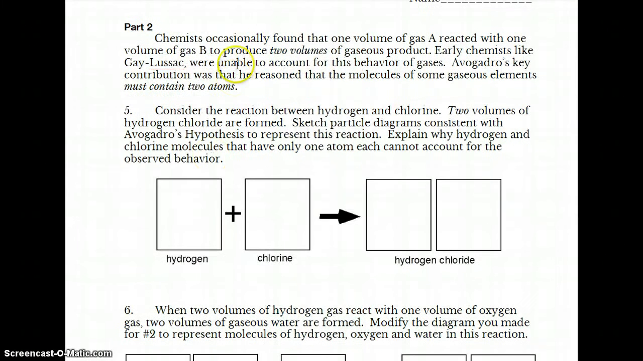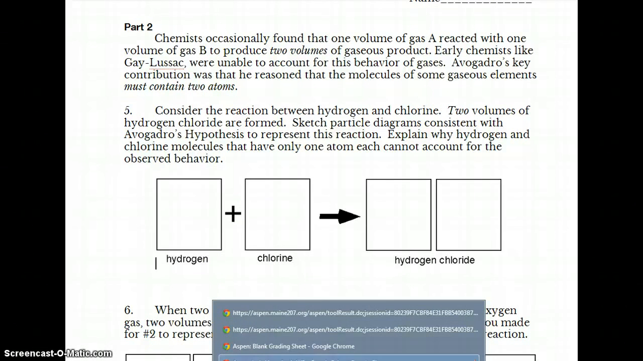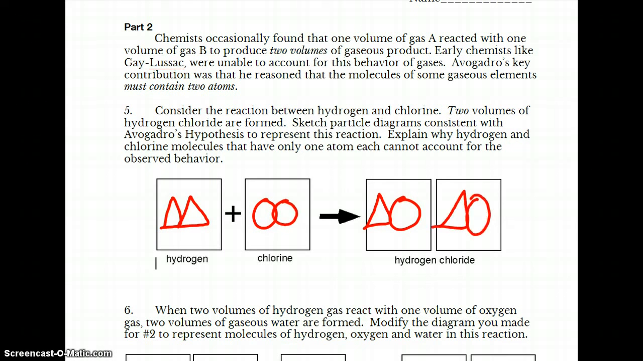Okay, so part two is where we start to get to real data here. It says chemists occasionally found that one volume of gas A reacted with one volume of gas B to produce two volumes of gaseous products. And then we were unable to really figure that out. And Avogadro's big contribution is that, hey, this thing must contain two atoms. So this is the idea of a diatomic particle. So I've got hydrogen over here and chlorine, and we get two parts hydrogen chloride. So the only way that happens, if this is this and this is this, well, we can only get one of these. But the idea then is that one of these must have been bound so that we could get two of these.